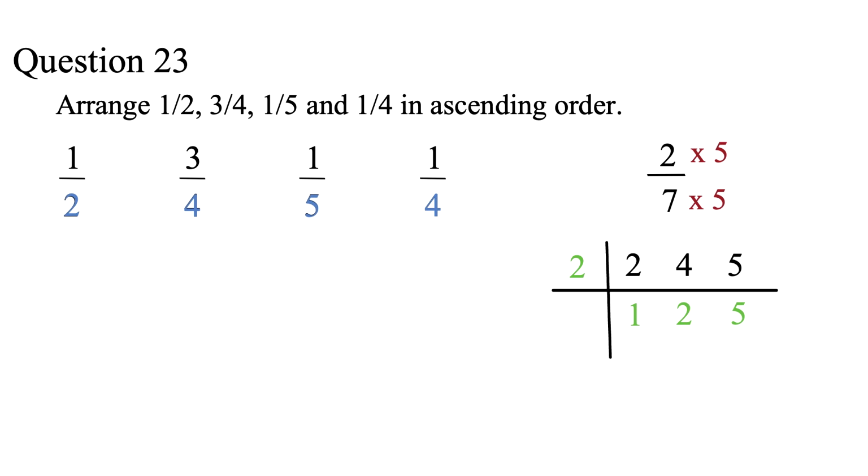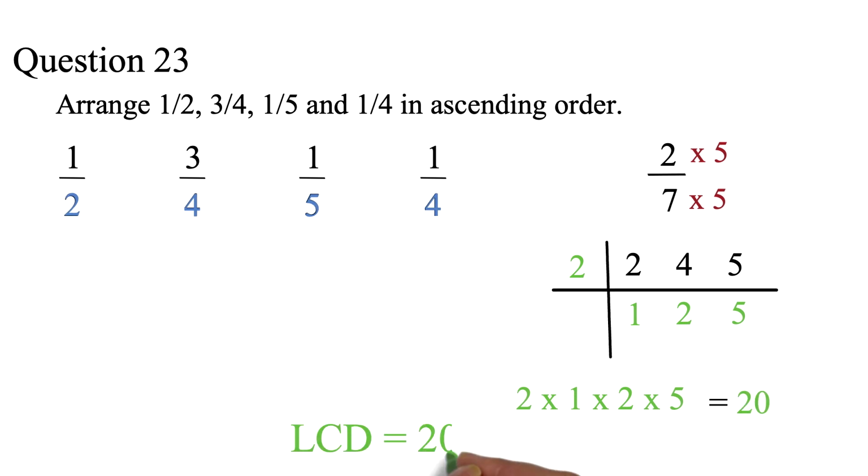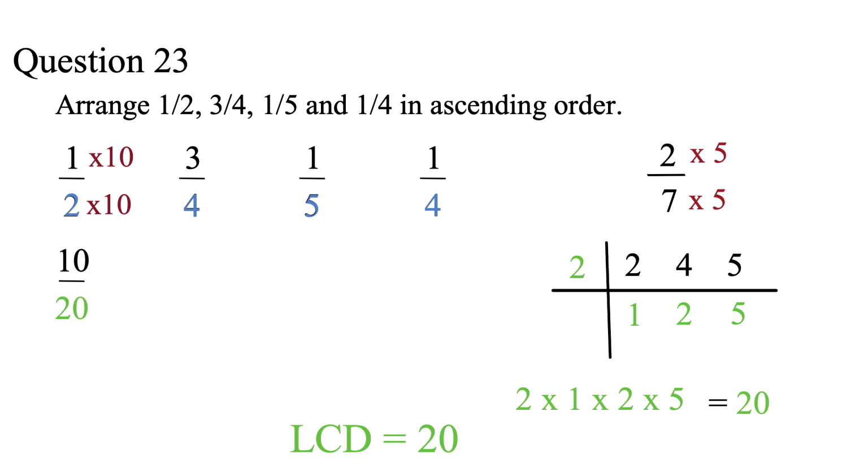Nothing can divide at least two of the numbers, so we can now just multiply the numbers. 2 times 1 times 2 times 5. This will give us 20 as the LCM. Finding the LCM of denominators, or what's simply known as the LCD, is the hard part. For the first fraction, we ask 2 times what number will give the LCD, 20? It's 2 times 10. We multiply the numerator and denominator by 10 to get 10 over 20.